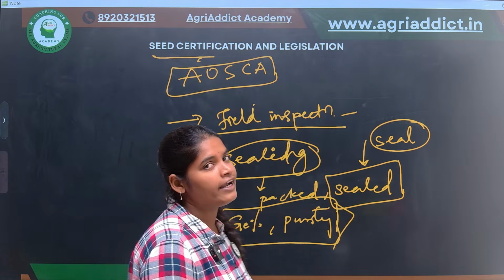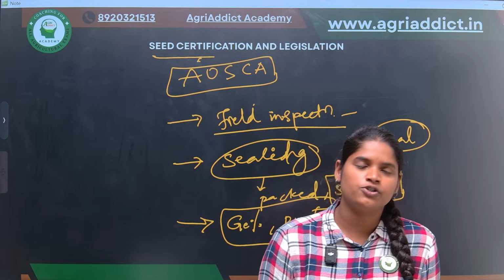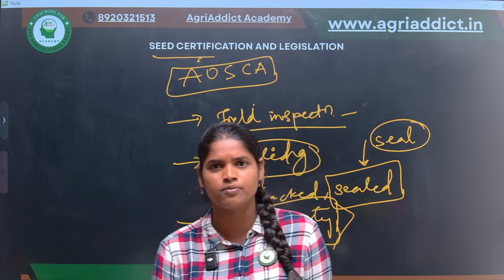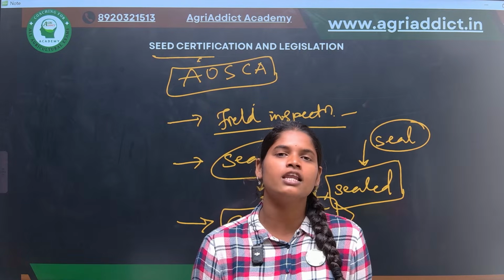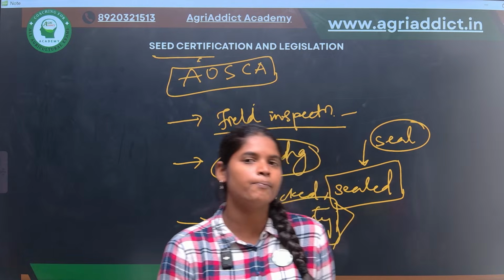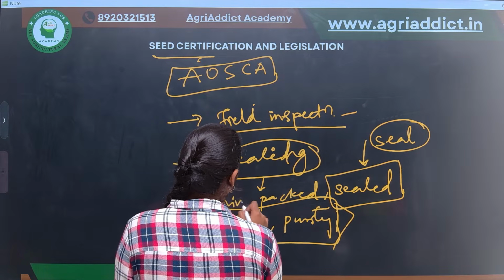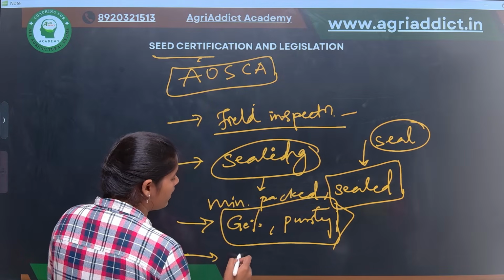Okay, if we need quality, that doesn't mean that every seed should have 100% germination and 100% purity. It is really impossible in some crops, right? Even 100% is really not possible, since agriculture is completely based on the climate. So they have given minimum germination and purity standards.